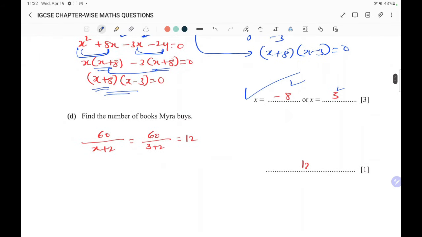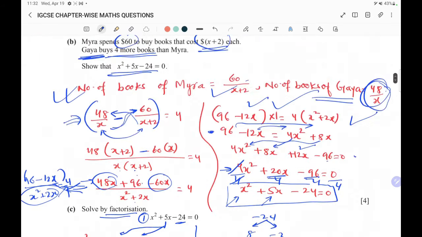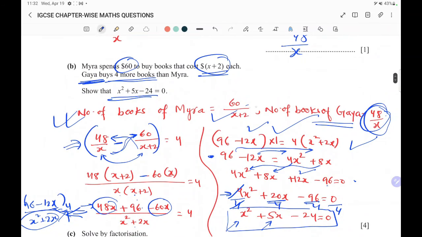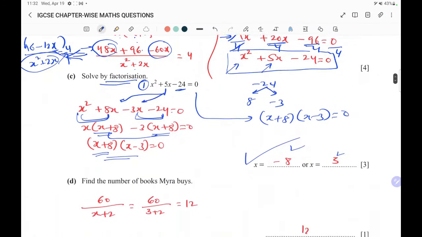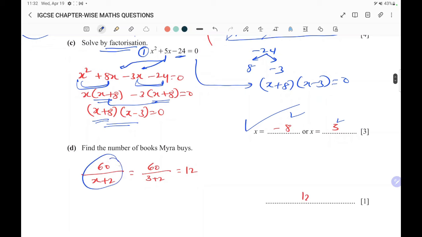Find the number of books Maria buys. So Maria's number of books was 60 over x plus 2, so we need to find 60 over x plus 2. What was x? x cannot be negative, right? If you need to find the number of books, that is based on x, and a number of books cannot be negative, so it should be 3 only. So 60 over 3 plus 2, 60 over 5, which is 12. So that's 12.